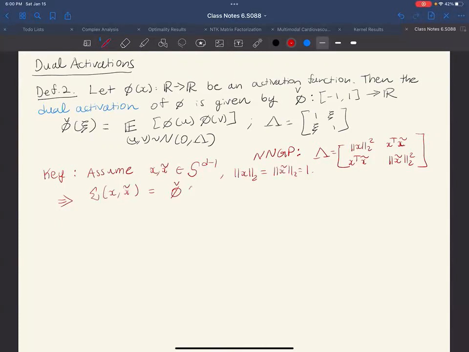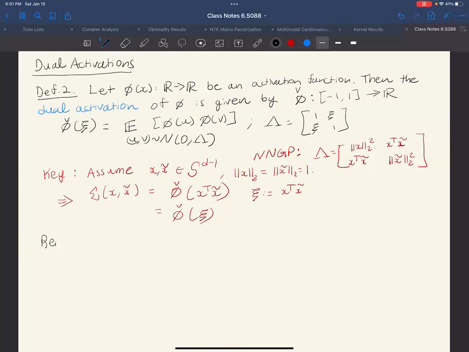And here, the variable psi is just x transpose x tilde. So I would typically write this as phi check of psi. Great. So I wanted everyone to be aware of this notation because the dual activation is actually quite easy to compute for a large class of functions. These are called the Hermite polynomials. And for those of you who are familiar with it, the dual of the probabilist's Hermite polynomial.